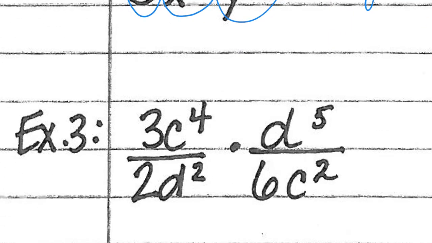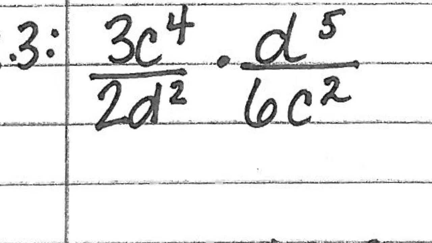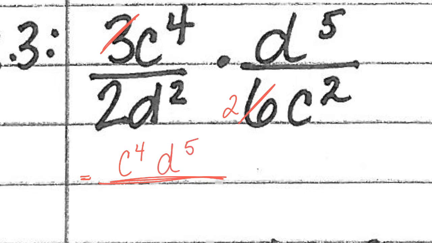All right, moving on to some more difficult things. I actually like to reduce these by the numbers first. So I would reduce the 3 and the 6 to give me 2. And then I would probably go ahead and write the c to the 4th, d to the 5th in the numerator. And 2 times 2 is 4. C squared, d squared in the denominator, because I like to see them together.